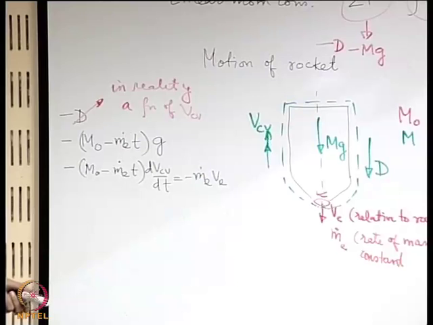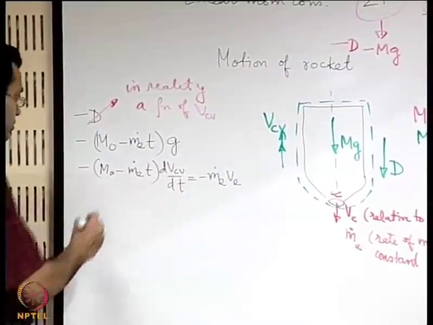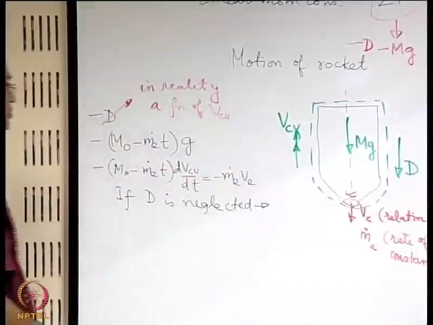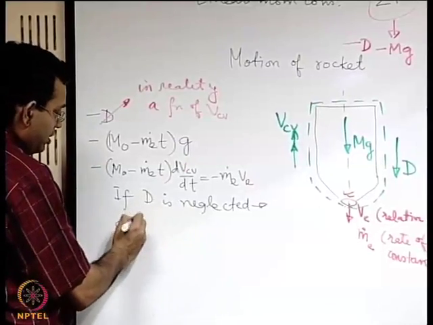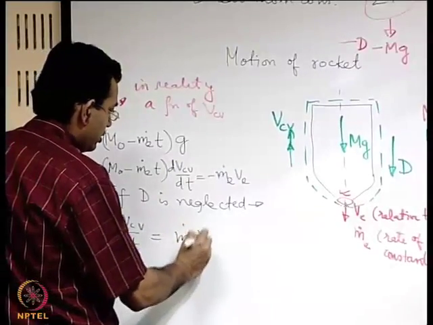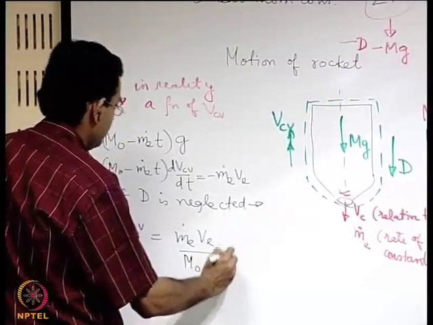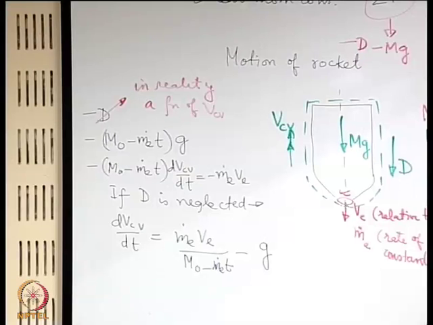Now, as an example, if you neglect the drag force, not that neglecting the drag force is something very realistic, but it just tends to give you a first hand feel of what it is. So, if D is neglected, then what do you get at the end? You get dVcv/dt is equal to m dot e Ve, right. We have divided both the sides by m naught minus m dot e into t.